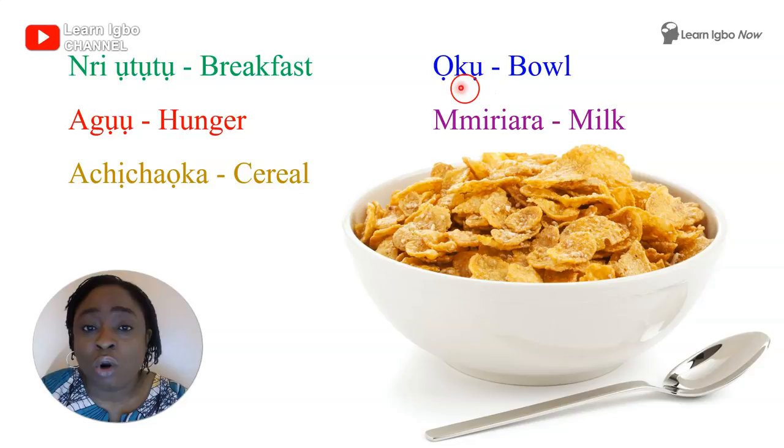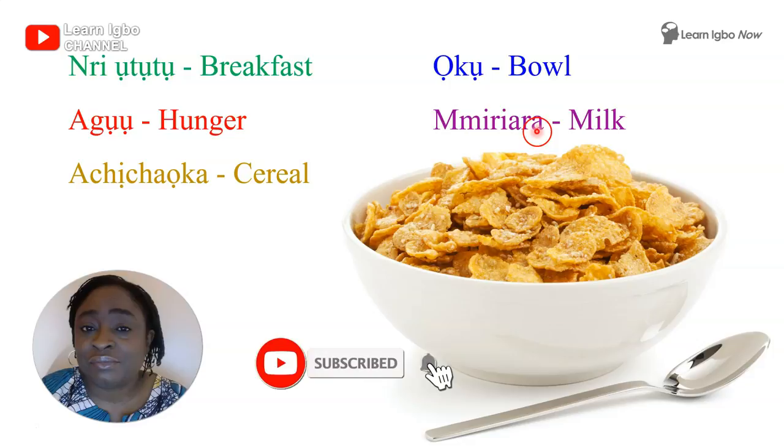And then the fifth one is miriara, milk. As you can tell, there's miri in it, which is water, and then there's ara, which is breast. So joined together, miriara is milk. Ready? Let's begin.